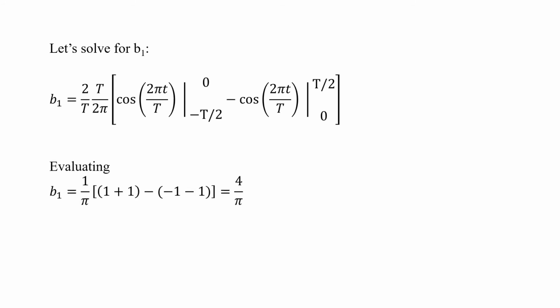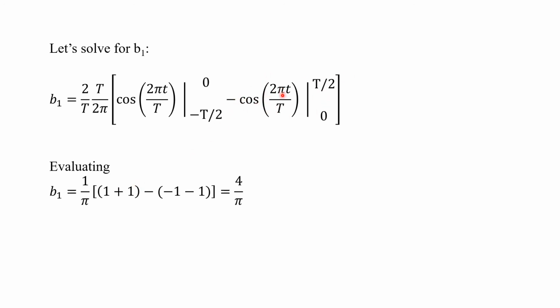So evaluating, we get for b1 is equal to 1 over pi of 1 minus negative 1. So it's 1 plus 1. First, you have cosine 0, which is 1, minus cosine of 2 pi t over T evaluated at negative T over 2, which is equal to negative 1. So you have 1 minus negative 1. So that's 1 plus 1, minus this term here.